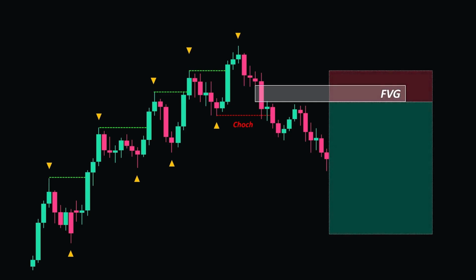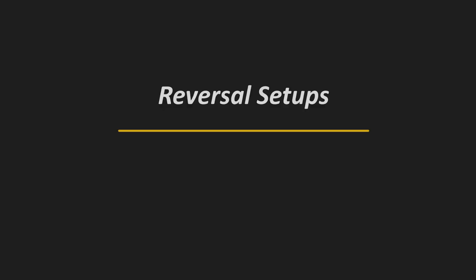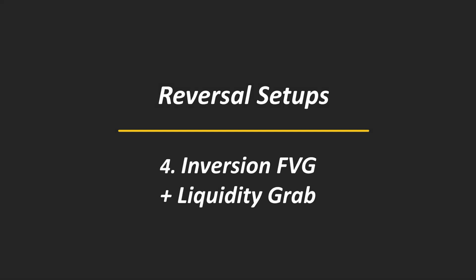Set a sell limit at the start of the gap, place your stop loss above it, and target the next important level below the price. Number 4. Inversion fair value gap and liquidity grab.